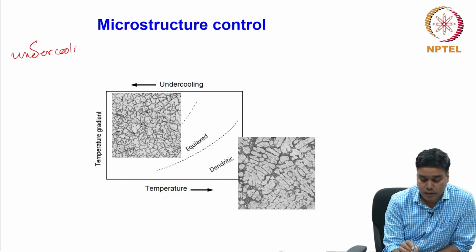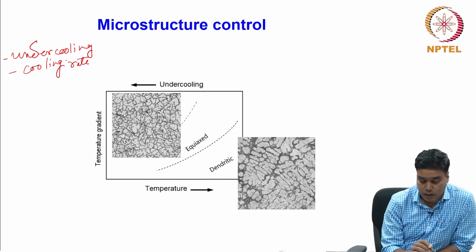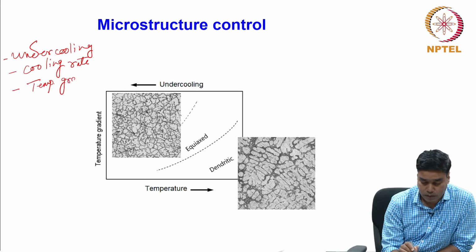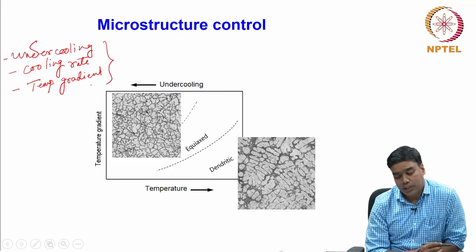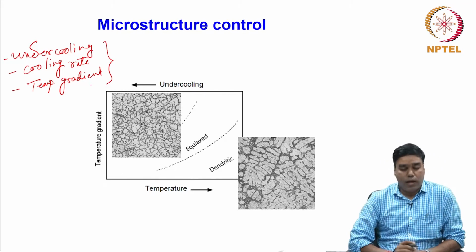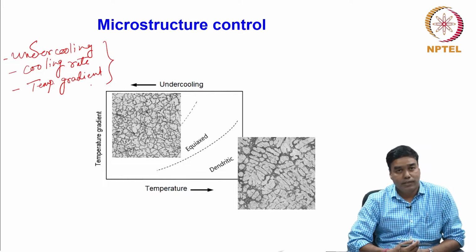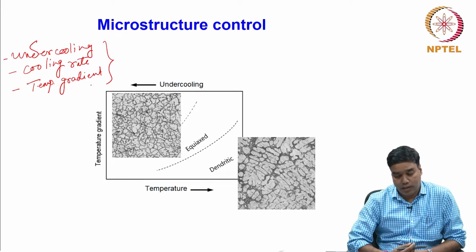These are undercooling, cooling rate, and the temperature gradient. And how these three are interrelated to each other, that also we have discussed. And then we had seen the effect of these parameters on the microstructure of the powder.